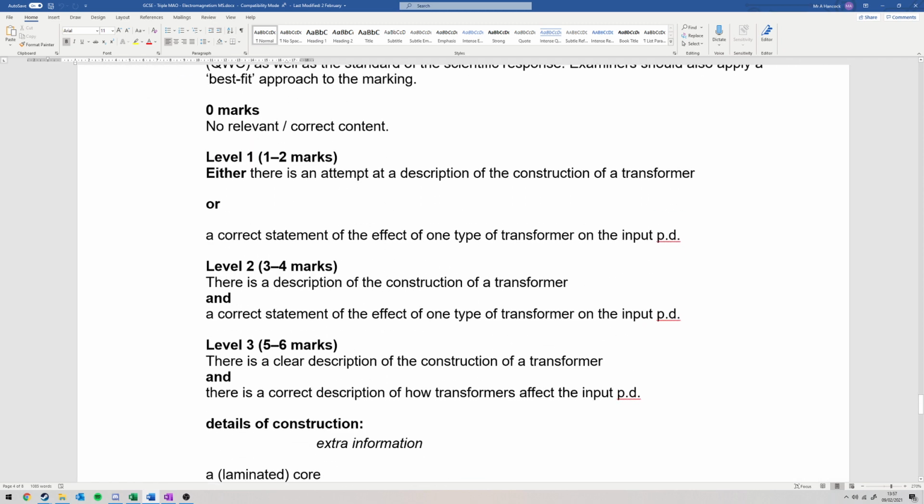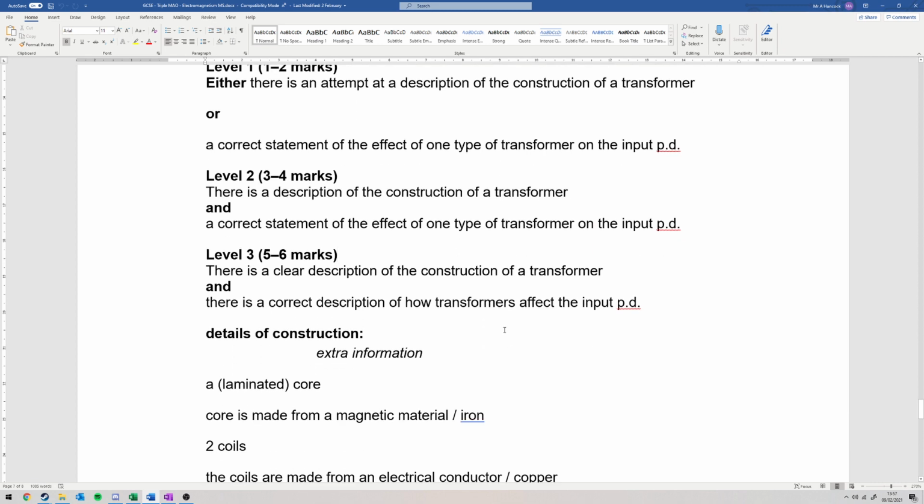Right, 0 marks, no relevant content. A level 1 answer, which is 1 to 2 marks, says either you describe the construction of a transformer, or you tell me what happens in a step up or step down transformer. So you can only get 2 marks if you just do that. A level 2 answer says there is a description of the construction of a transformer, and there is a correct statement of the effect of one type of transformer. A level 3 answer, which is 5 to 6 marks, says there is a clear description of the construction, and there is a correct description of how both transformers affect the input potential difference.